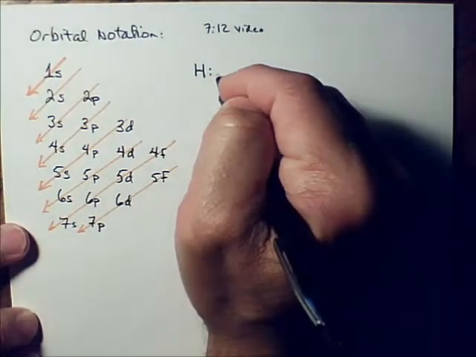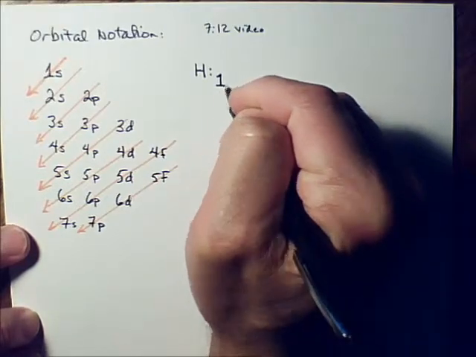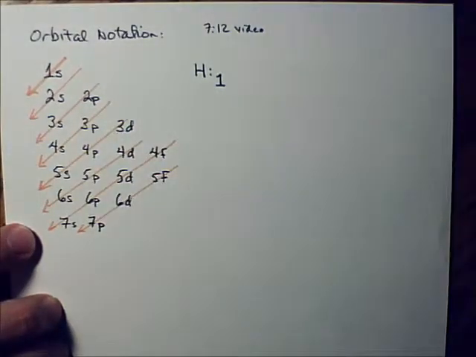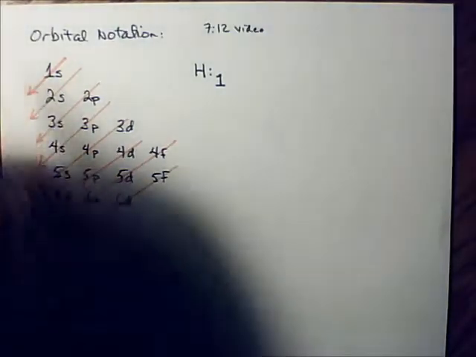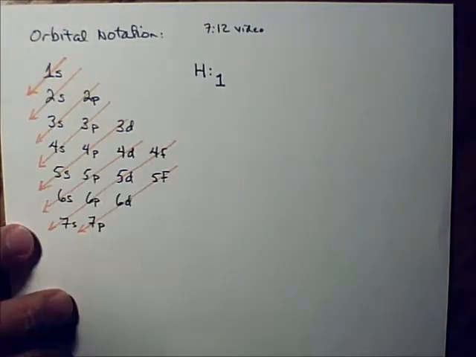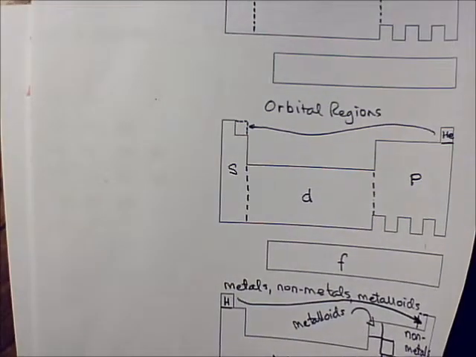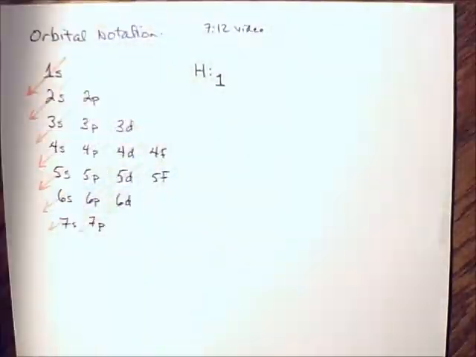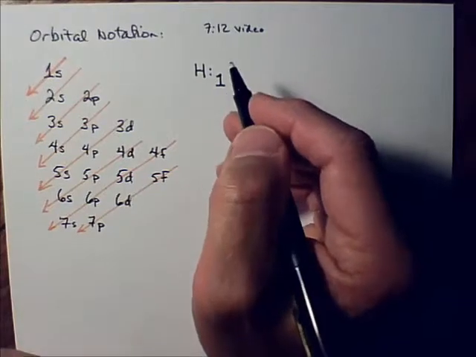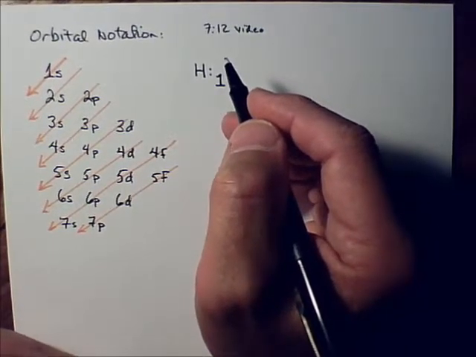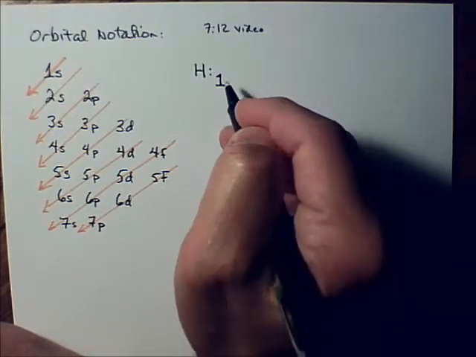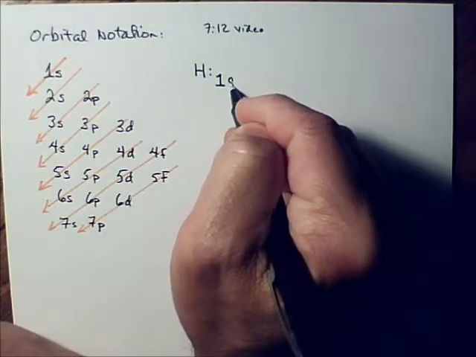So our first electron, the only electron for hydrogen, has to be in primary energy level 1, which corresponds to that period 1 on the periodic table. Now, if we look at the orbital regions, what orbital region is hydrogen located in? S. So the first electron, the only electron in this case that hydrogen has, is in a sublevel we call S.